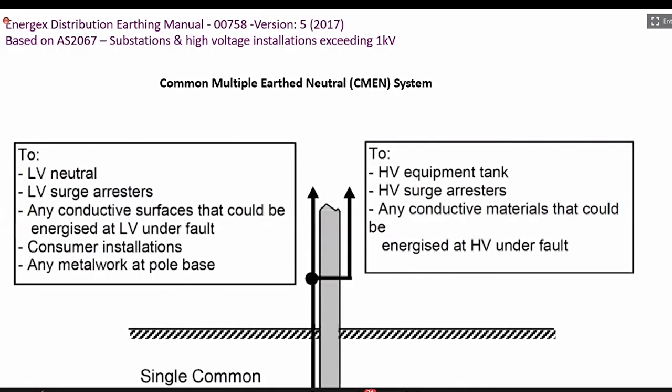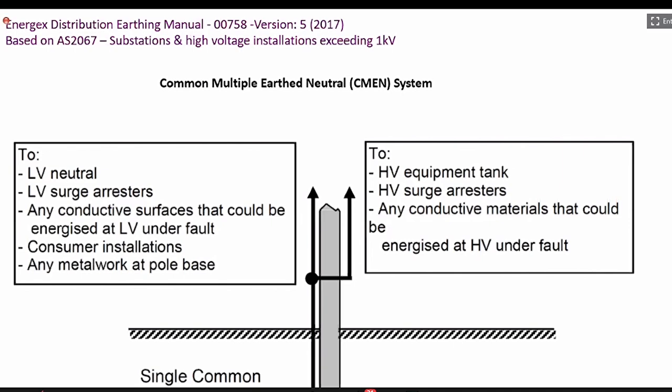But there are cases where the integration of these two earthing systems is allowed. They are called common multiple earth neutral systems, where you have a separate wire going to the neutral star point, surge arrestors, any conductive surfaces, and so on. Then the HV equipment tank, HV surge arrestors, and all those things. So all are joined together. So it's a single common earth.